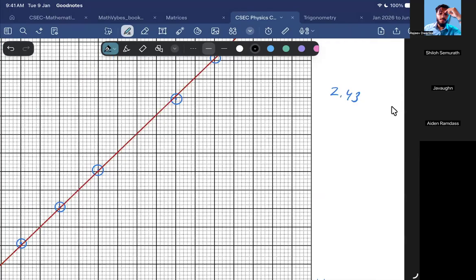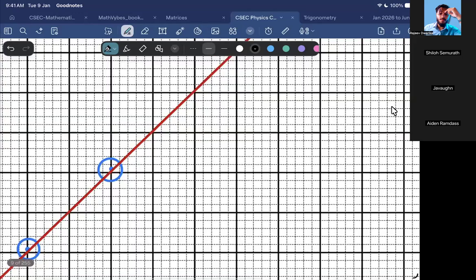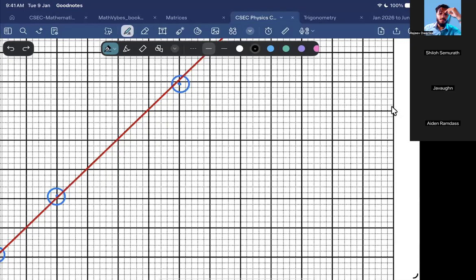Guys, I don't really see any nice points. Actually, by that point, like real close, it's typically advisable to take 2 points that are kind of far apart from each other.